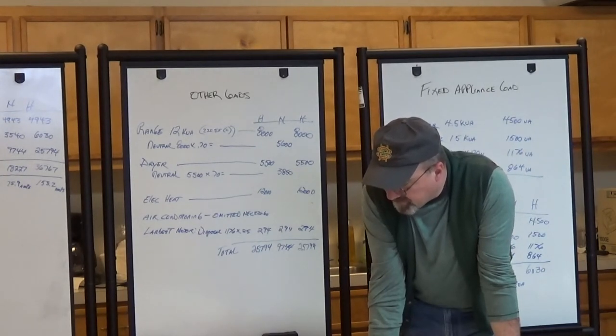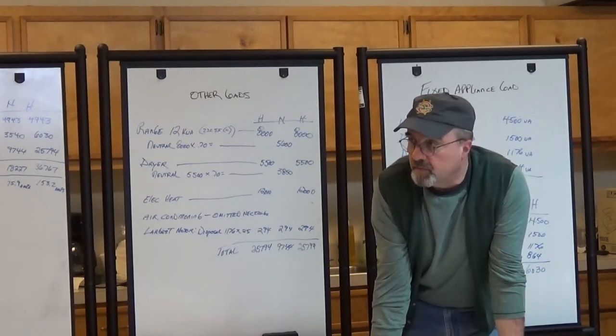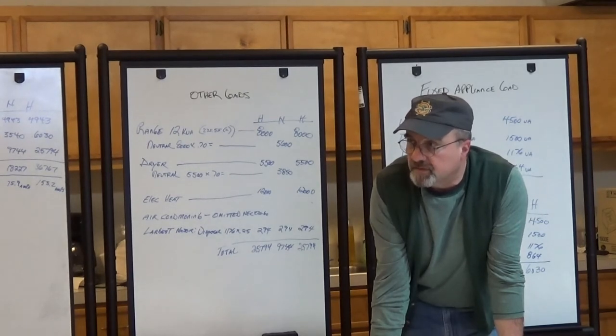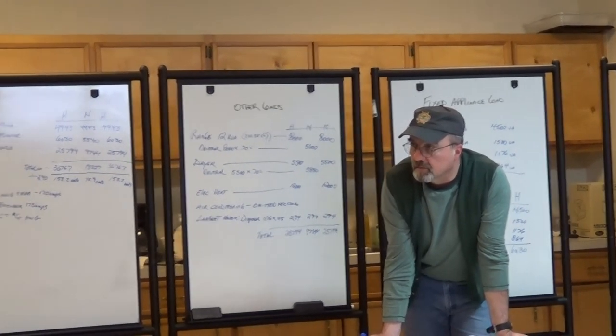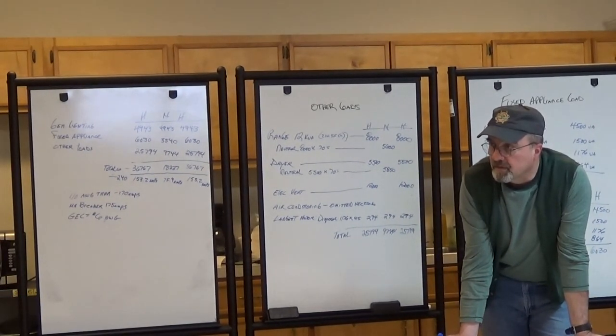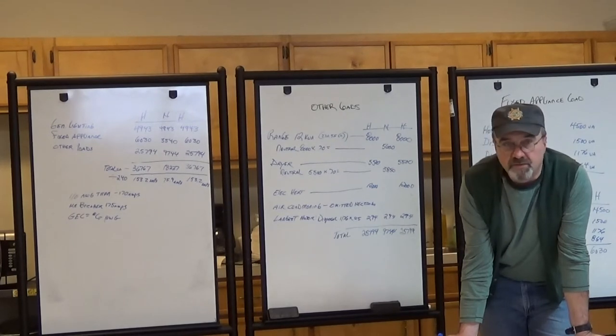We pretty much covered everything. What's the minimum size panel board we need for this dwelling unit? 175 amps. A 175 amp panel board is what we want to use, right?